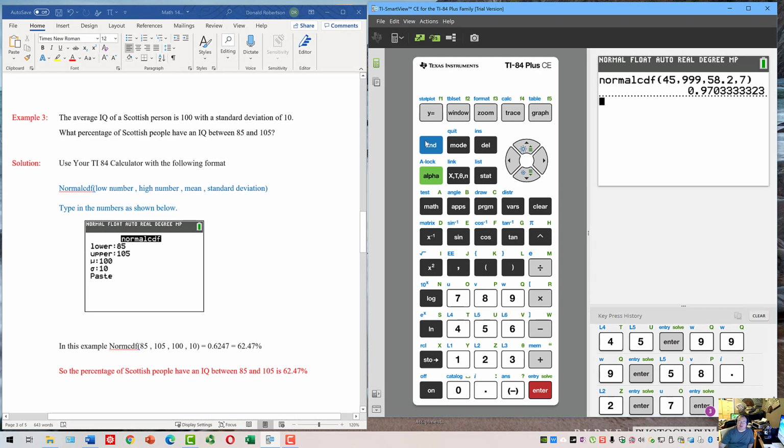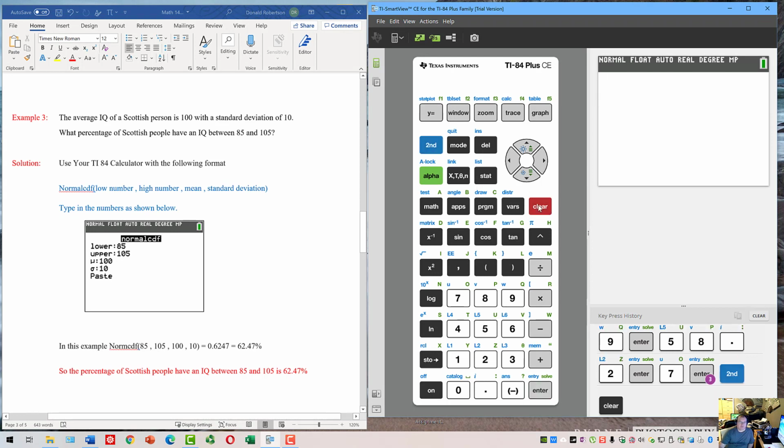Now this next story is actually real data. The average IQ of a Scottish person is 100, and the standard deviation of all IQs, at least these types, is 10. And they're asking you to find what percentage of Scottish people have an IQ between 85 and 100. So this is the third kind of situation. The first example we looked at being less than 60, the second example being bigger than 45, or whatever it might be. In this case we want a between.